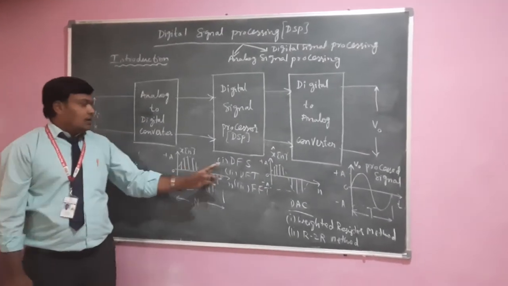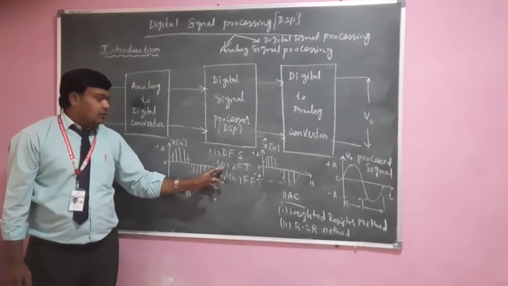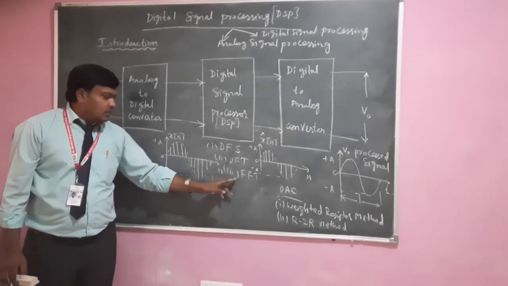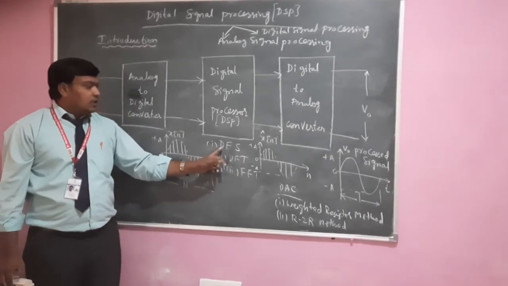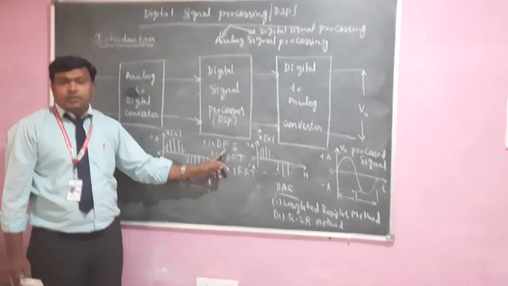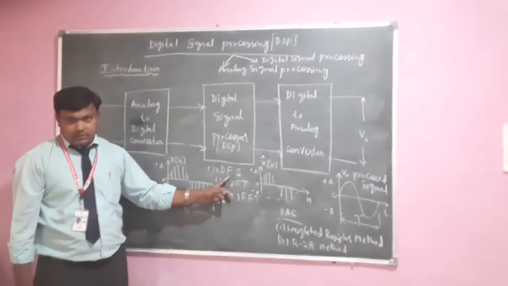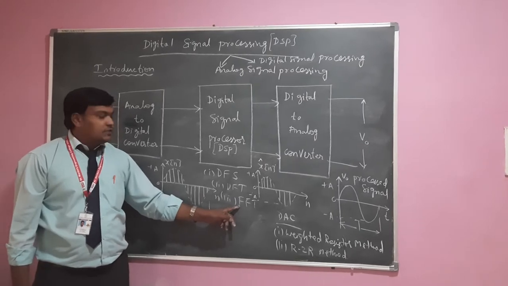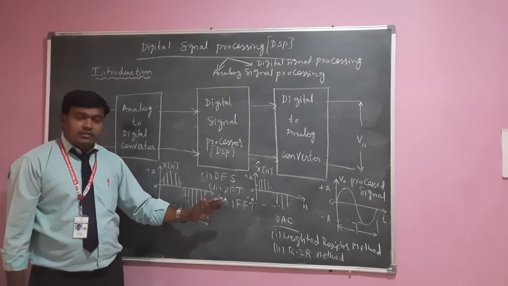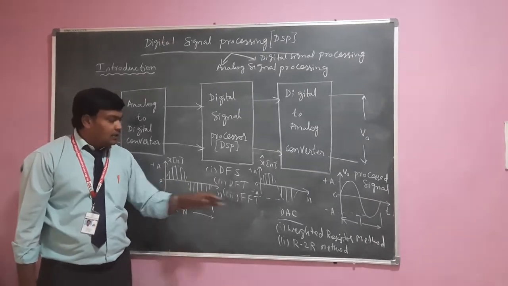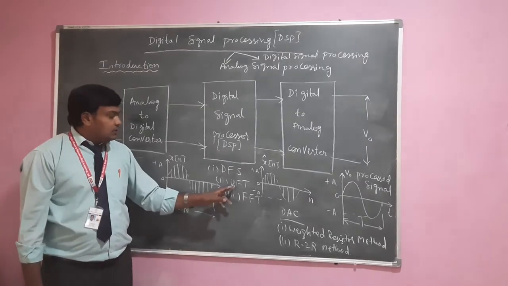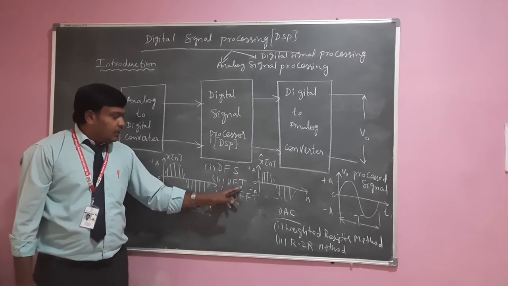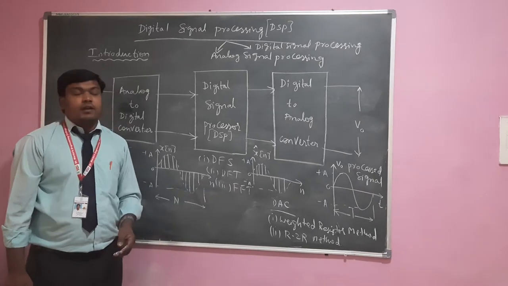Those are called the discrete Fourier series, a very powerful tool, and the discrete Fourier transform and fast Fourier transform. The discrete Fourier series is used to analyze periodic signals, whereas the discrete Fourier transform and fast Fourier transform are used for analyzing periodic signals as well as non-periodic signals. The drawback of the DFT is overcome by the fast Fourier transform.